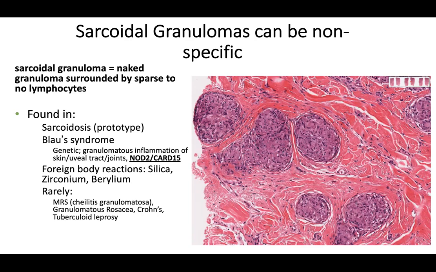Foreign body reactions. So anytime you have a foreign body reaction to silica, zirconium, beryllium, other foreign bodies, you can have development of sarcoidal granulomas. And in fact, if you do a biopsy and you find sarcoidal granulomas in reaction to a foreign body, you should actually try to rule out some type of systemic sarcoidosis, because this shows you that the patient has a predisposition to forming sarcoidal granulomas. Rarely you can see these in Melkersson-Rosenthal syndrome, which is also known as cheilitis granulomatosa. You can see these in granulomatous rosacea, cutaneous Crohn's, tuberculoid leprosy, and so on.